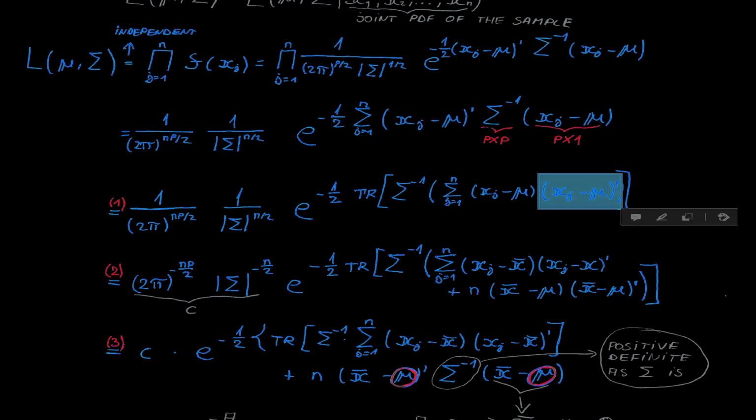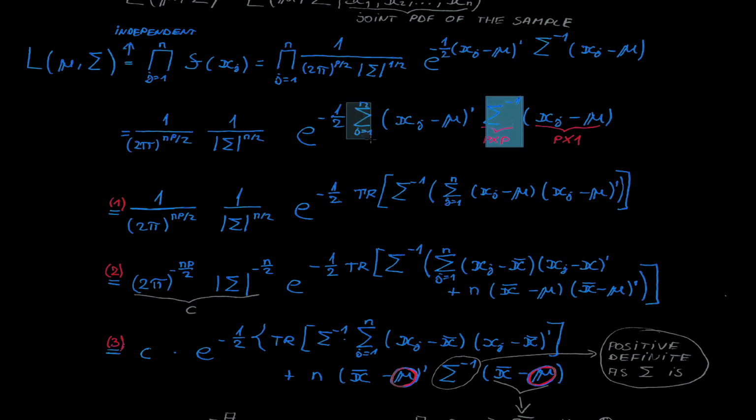Okay, what we also have is our sum. So this is our sum. Because this is a matrix that does not depend on the sum, we can just write the sum, and this matrix can change positions. So we will get this expression here.